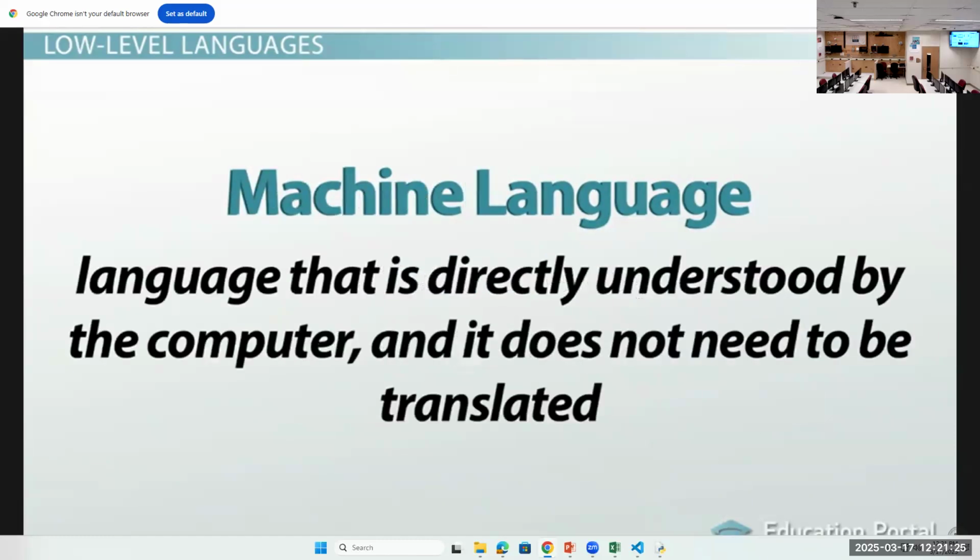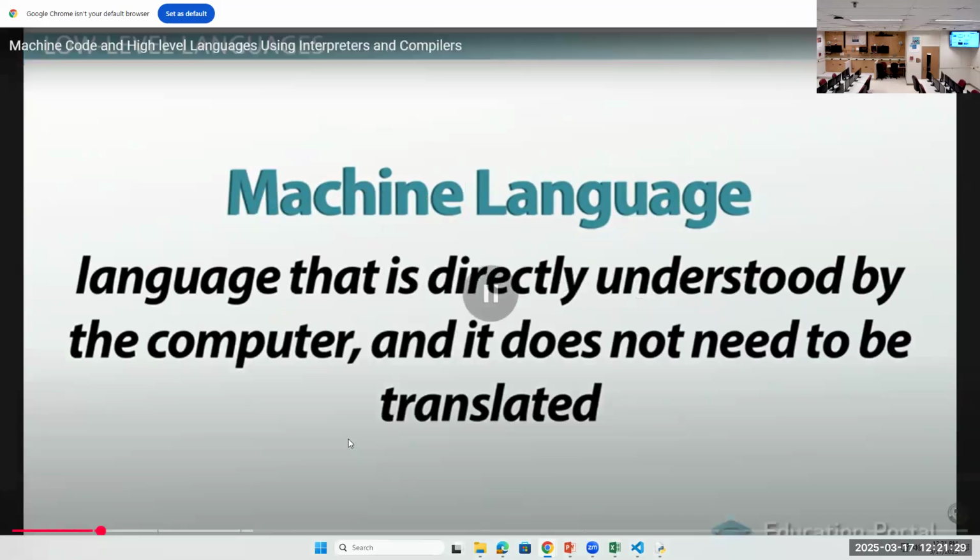All instructions use binary notation. So you mentioned it, right? It's a language directly understood by the computer and does not need translating, because everything is 0 and 1.